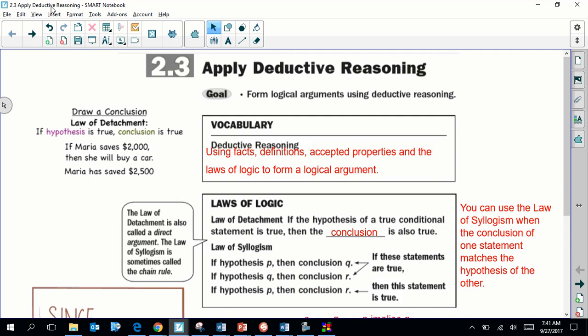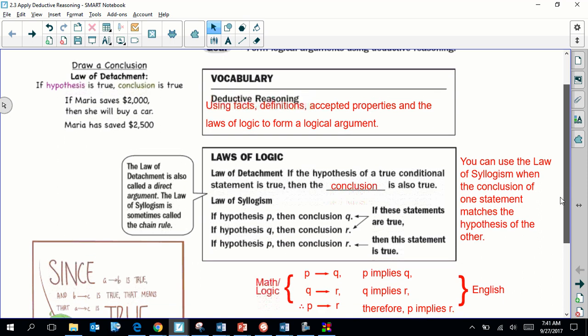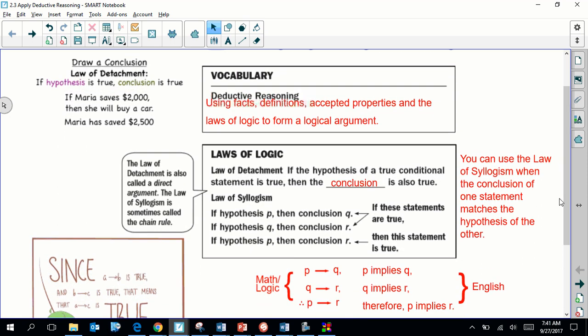Now, there are two specific things associated with deductive reasoning here, and they're called the laws of logic. The two particular ones that we talk about are the law of detachment and the law of syllogism. The law of detachment, as you see here, says if the hypothesis of a true conditional statement is true, then the conclusion is also true.